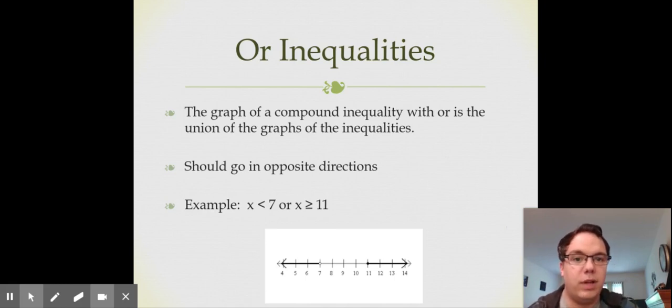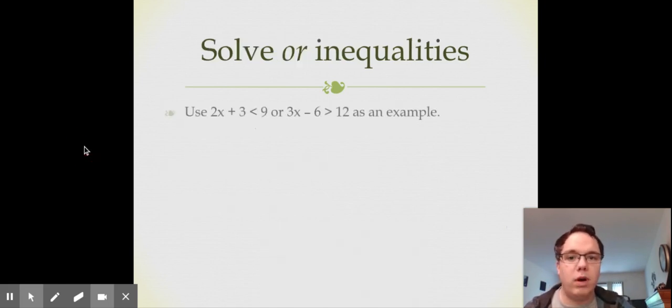An example of a real life or inequality: if you go to Noah's Ark and you go on that stingray ride, the one where you go upside down, you cannot go on that ride if you weigh less than 90 pounds or if you weigh more than 250 pounds, because you don't have enough centrifugal force, so you will get stuck. So you can't go on the ride if you're less than 90 or greater than 250 pounds. So that's going in opposite directions. So that's an or.